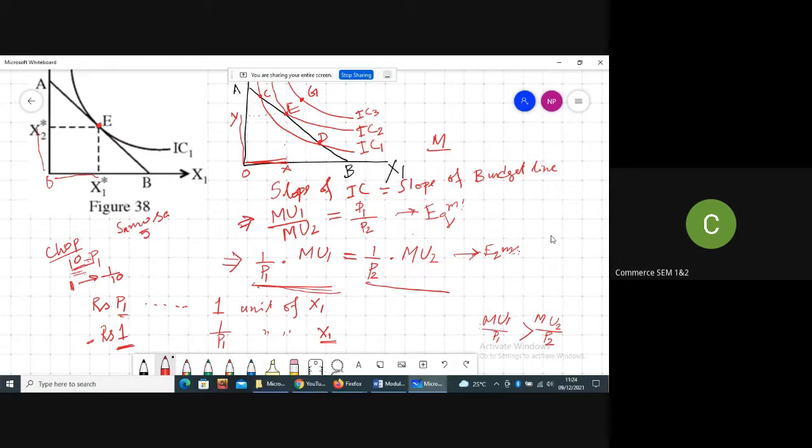Obviously, you can see that if the left hand side is higher than the right hand side, that means if the consumer spends an extra 1 rupee on commodity 1, the utility he gets from consuming commodity 1 will be higher than the utility he would get if he spends this extra 1 rupee on commodity 2. Understood?